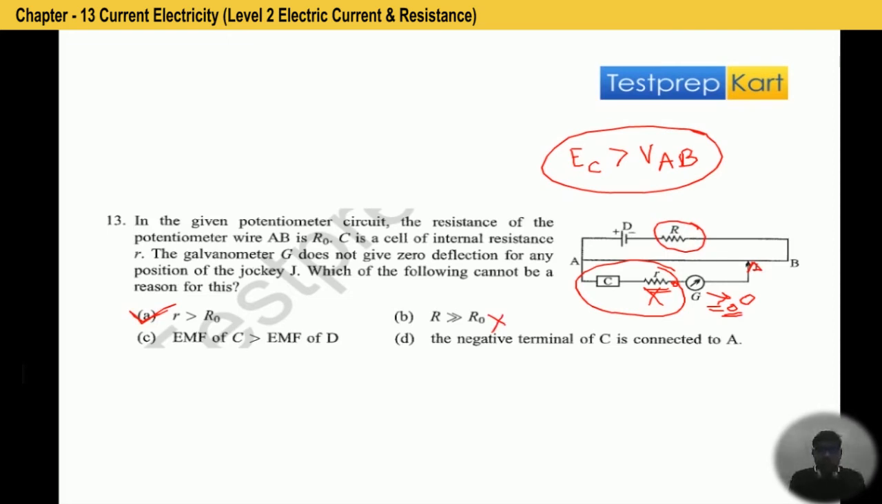EMF of C is greater than that of D. We have already seen this, so it is also a valid reason. Next, the negative terminal of C is connected to A. It is also a valid reason because the same polarity must be connected at point A. So these are three valid reasons due to which we can get this problem, but the first option is not valid. So we'll go for option A.